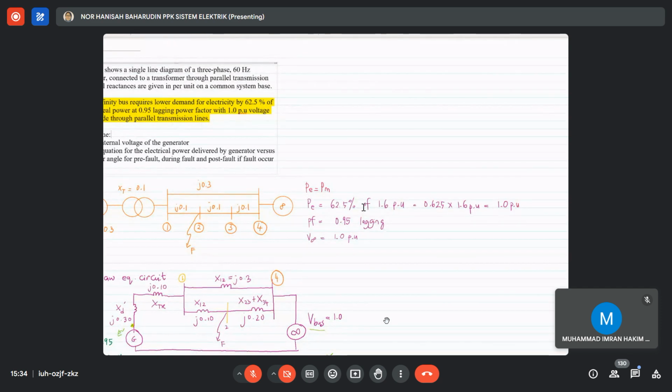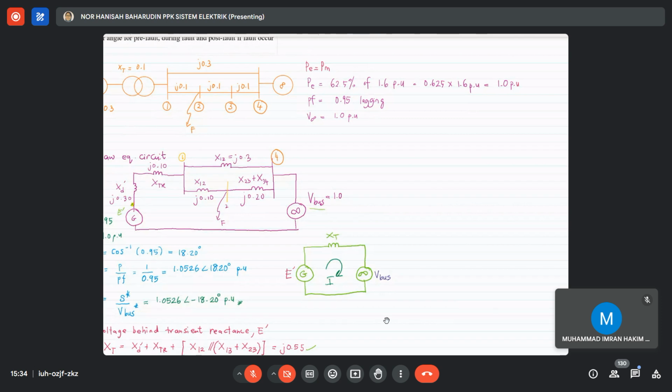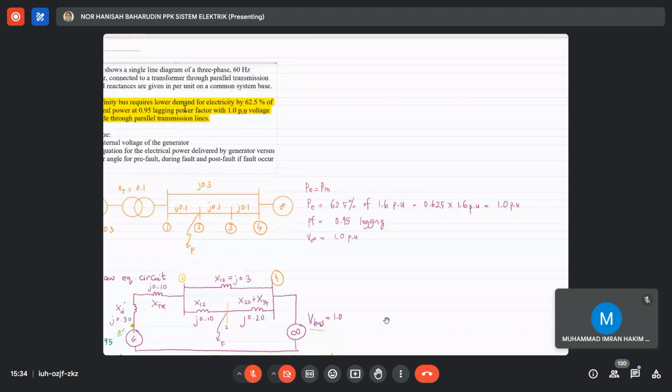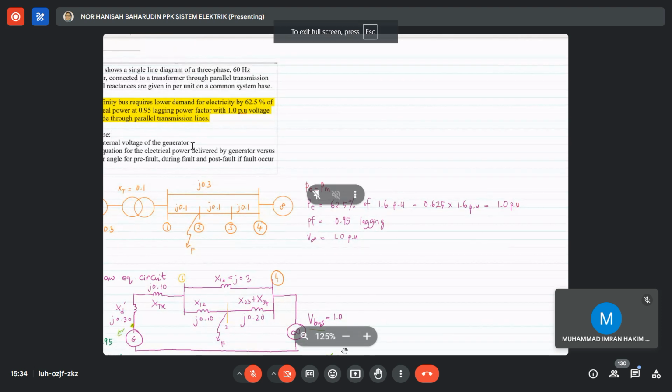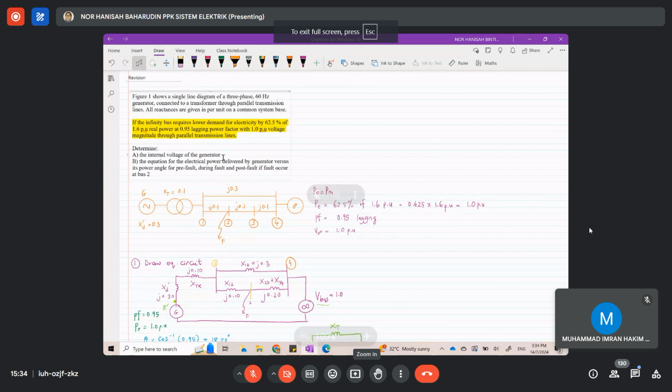It's very simple, student. Again, you have done this so many times, so no need to worry. The fault can happen anywhere, but you can still calculate. What is the transfer reactance? Draw the equivalent circuit. So your generator is here. And again, this question doesn't give you the internal generator voltage.